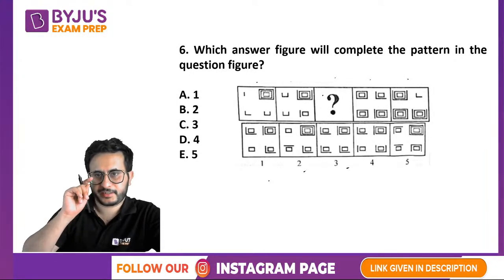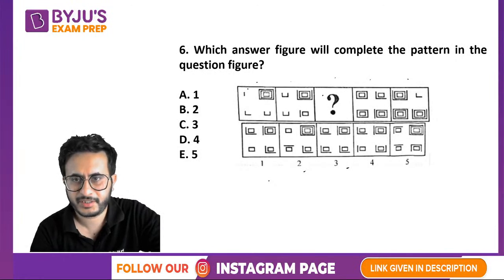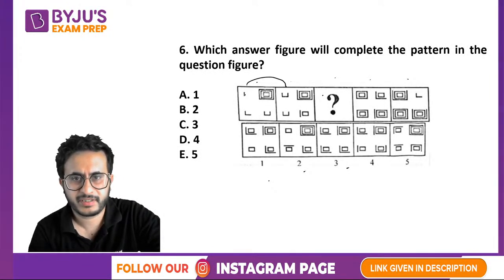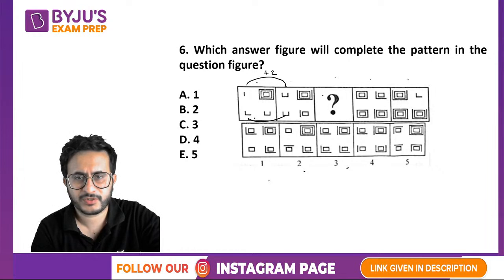So let us see how much addition happened in each. From here to here, it had one line and it has 3 lines, so it became +2. This became +1. This became +2, and this is -1.